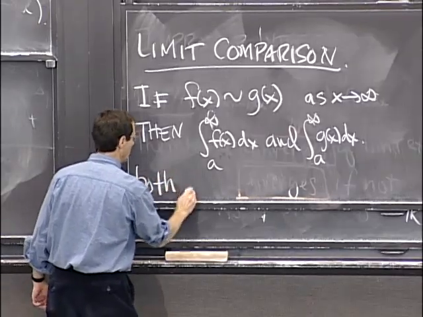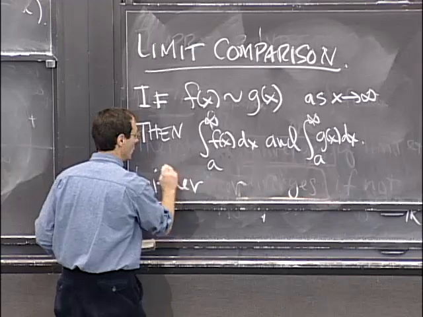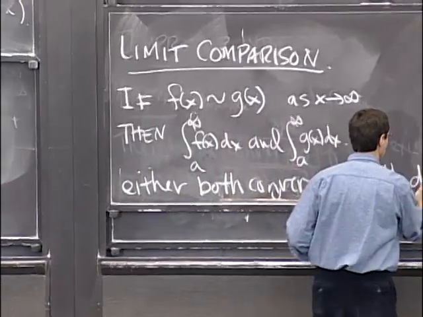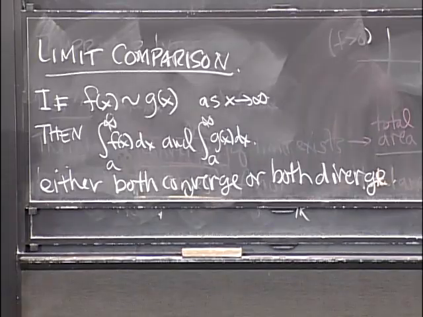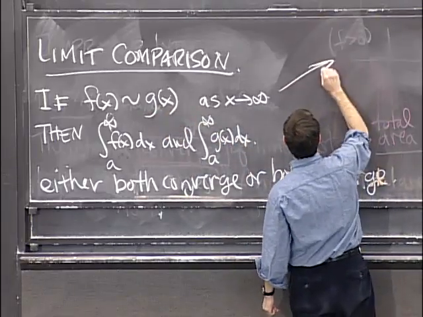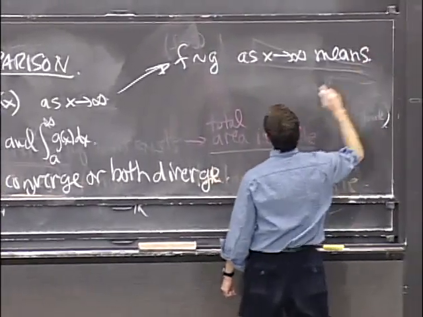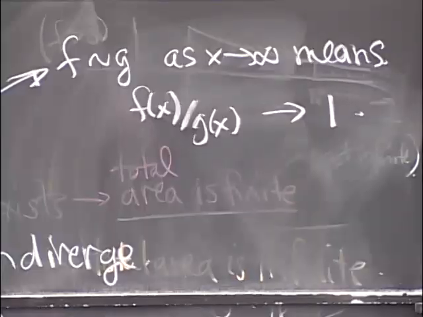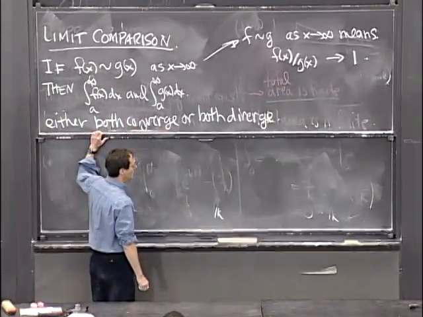So both either, let's try it the other way. Either both converge or both diverge. They behave exactly the same way in terms of whether they're infinite or not. And let me remind you what this tilde means. This thing means that f of x divided by g of x tends to 1. So if you have a couple of functions like that, then their behavior is the same.